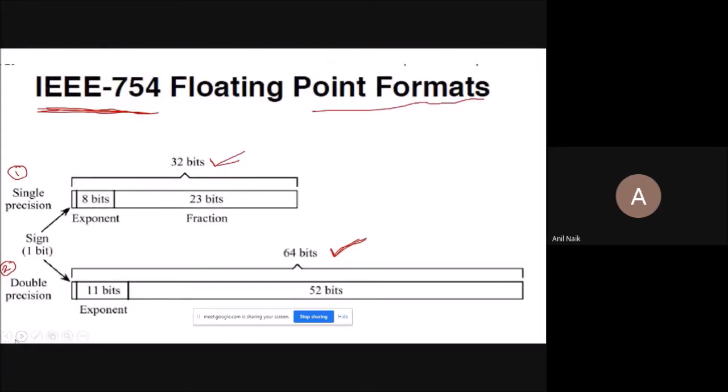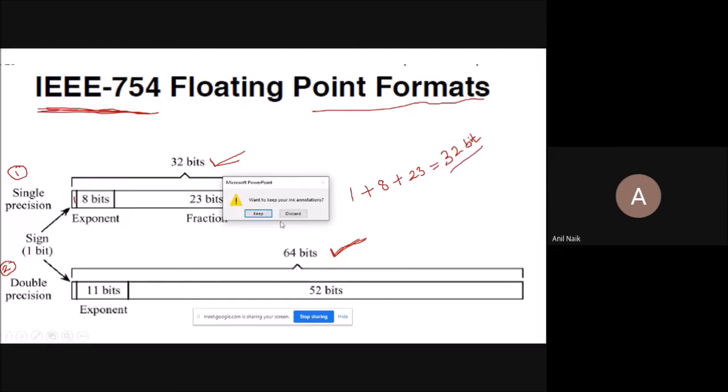So single precision, double precision. In single precision, one bit is reserved for the sign bit, 8 bits are reserved for the exponent, and 23 bits for the fraction. So total how many bits? 32-bit data representation. It's a single precision data representation.